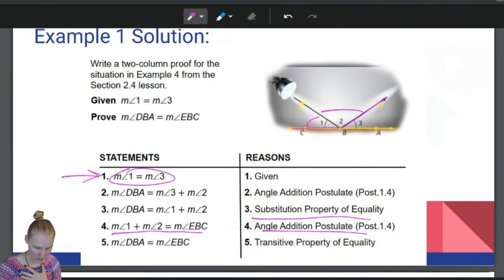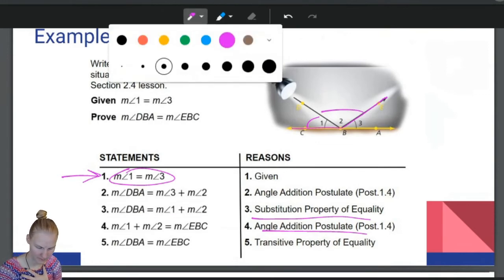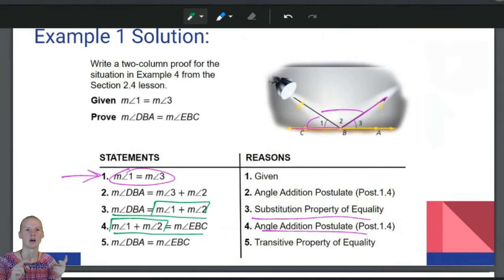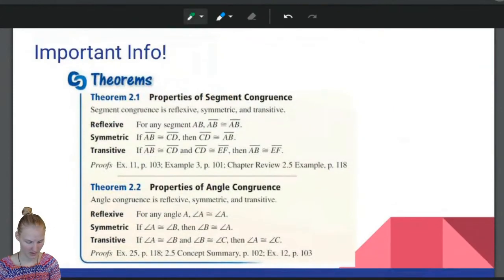But then you have a different color. They have this, and they have this, and see how both of them are equal to the measure of angle 2. So that's why you're allowed to use the transitive property of equality. You could say the transitive property of equality, you can also say substitution. Both of those work. If this is confusing to you, you can just say substitution. Don't even worry about it. Okay, cool. Beautiful. We got those right.